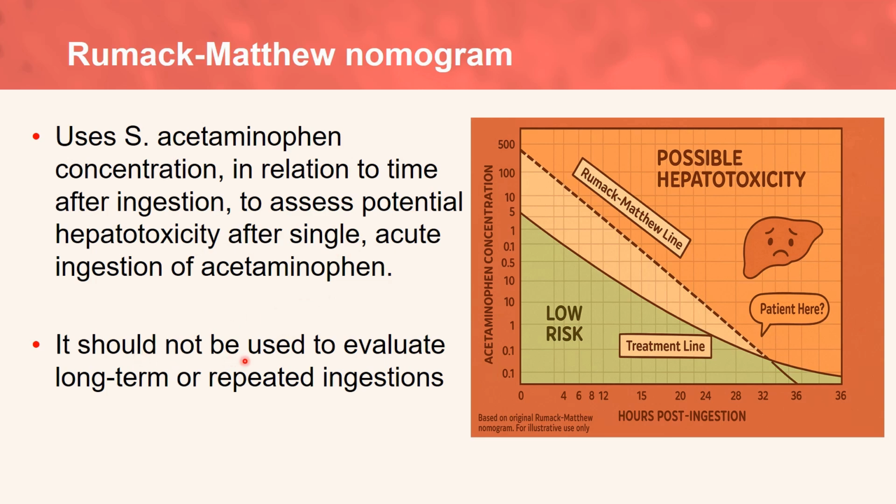So it should not be used to evaluate the long term or repeated ingestions. It is used only for the acute or single ingestion. So here in the nomogram, if the level is falling in the low risk, there is no need for the antidote treatment, whereas if it is falling across this line, then you know there is a possibility of hepatotoxicity, so you have to use the antidote.